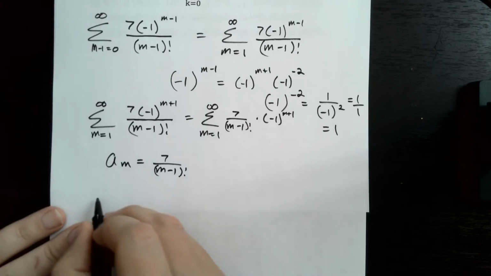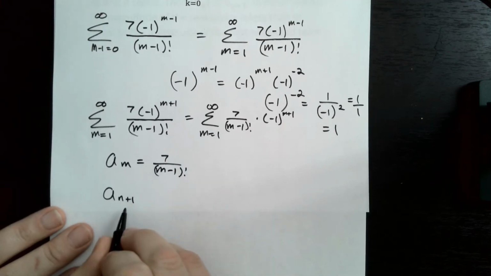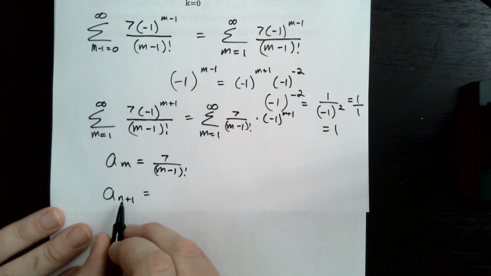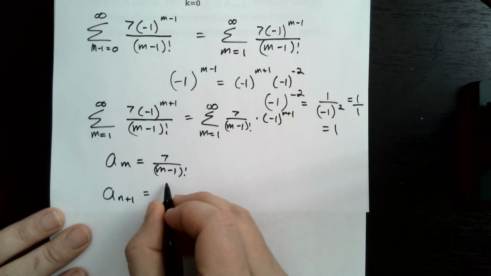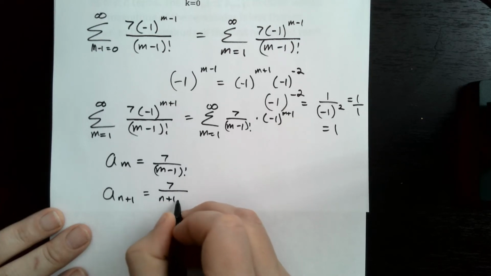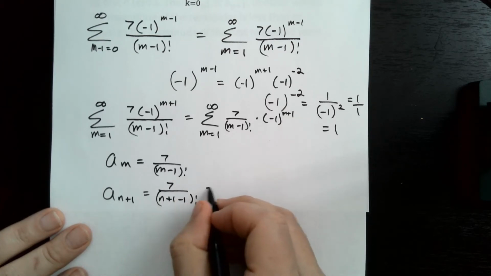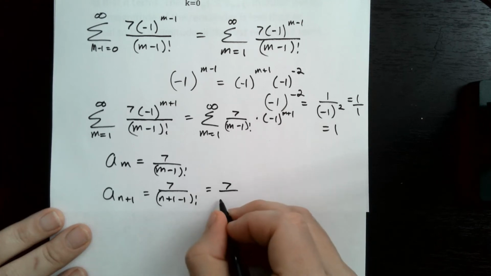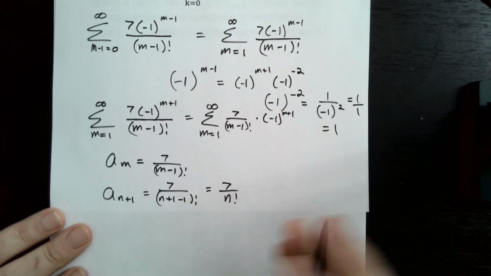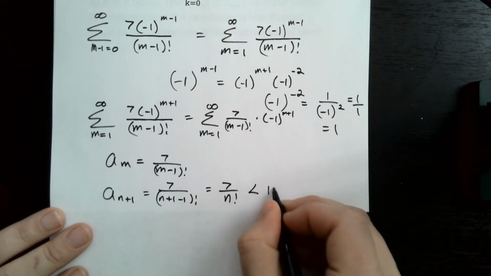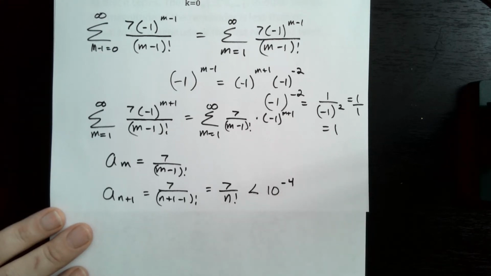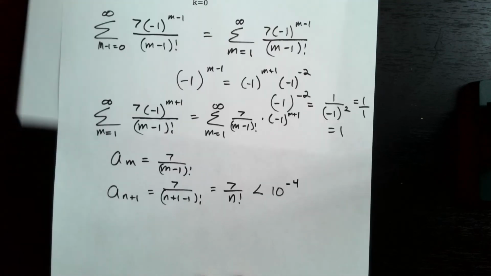If we have the next term, which is a sub n plus 1, let's see, what would that be? We could exchange, instead of an m, I could write an n plus 1. So it would be 7 over n plus 1 minus 1 factorial. And the plus 1 minus 1 just turns into an n on the bottom, n factorial. Okay, we want that to be less than 10 to the negative 4. Okay, so this is what we're trying to solve right here to see how many terms we need.